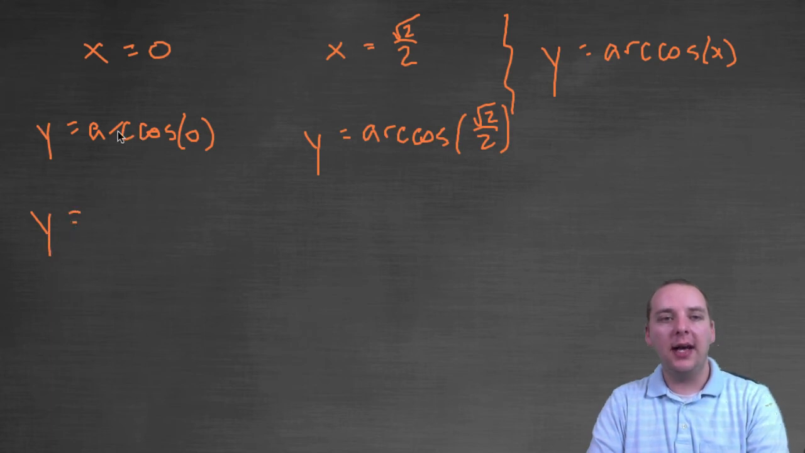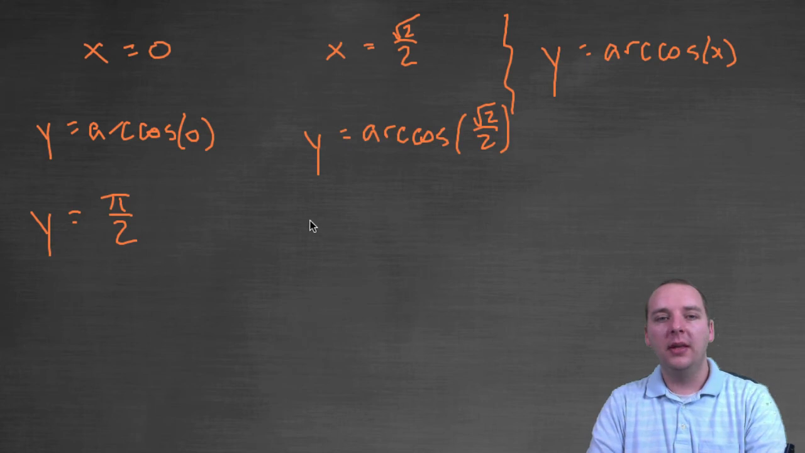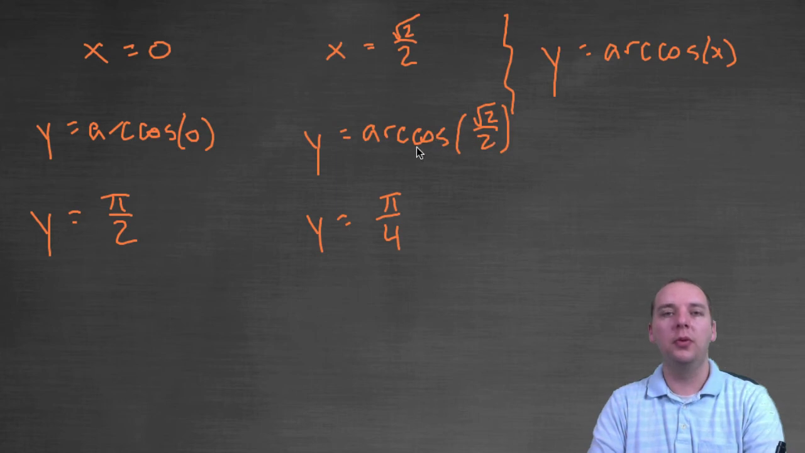This would be equivalent to asking cosine of what angle would give you 0. And the answer to that would be cosine of pi over 2 would be 0. And then this is like asking cosine of what angle would give you root 2 over 2. And the answer would be pi over 4. Cosine of pi over 4 would be root 2 over 2.